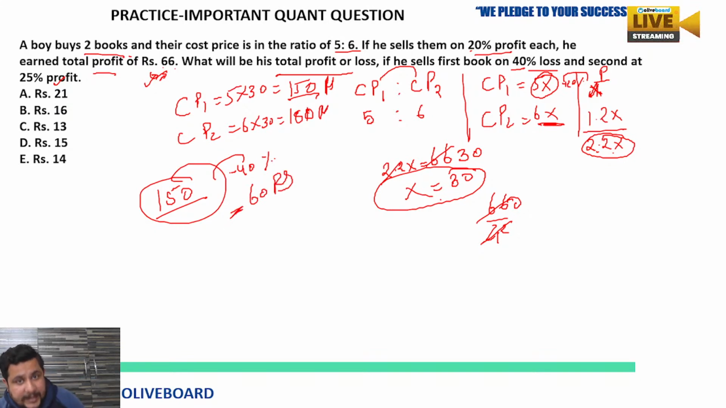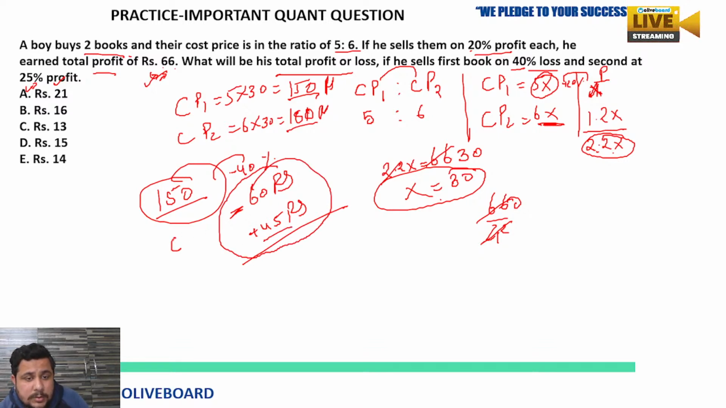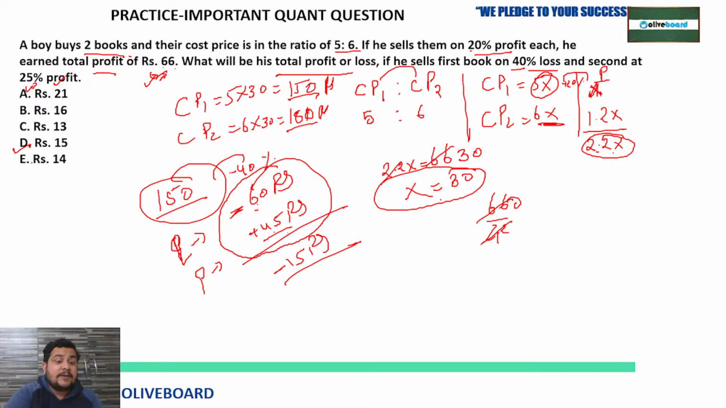Now the 180 rupees book was sold at 25% profit, means 1/4. So 1/4 of 180 is what? Just half of 180 is 90, half of 90 is 45. So plus 45. So overall, how much profit is he getting? Minus 60 rupees on the first book, profit is 45 on the second. So minus 60 plus 45, overall minus 15 rupees. So the answer will be option D, rupees 15, and that is a loss.